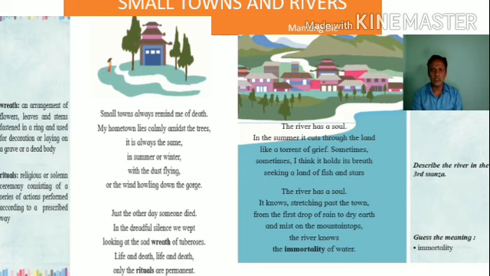Sometimes I think it holds its breath. Now look at this line. In this line, the poetess is suggesting the urbanization process. Because of the urbanization, because of the modernization, the river is flowing, but sometimes it holds its breath, seeking a land of fish and stars.